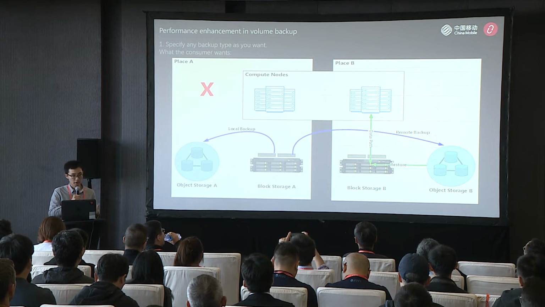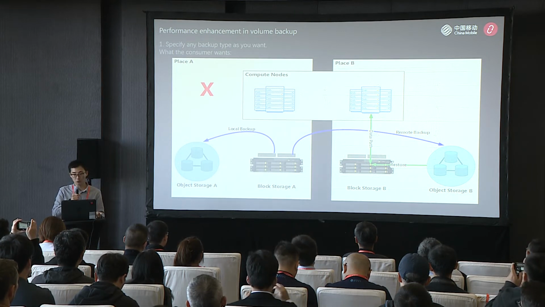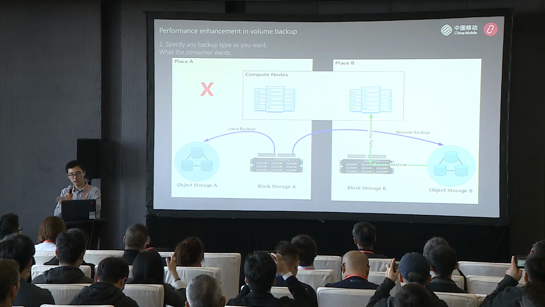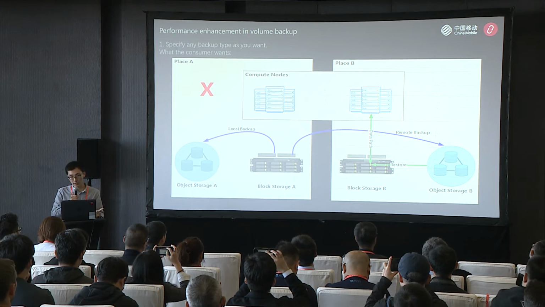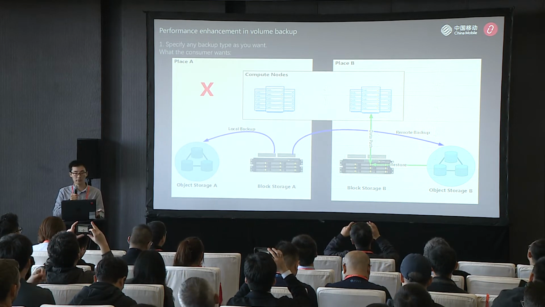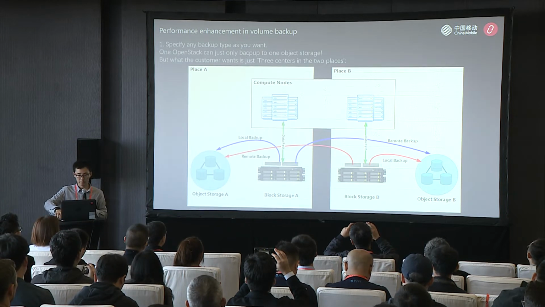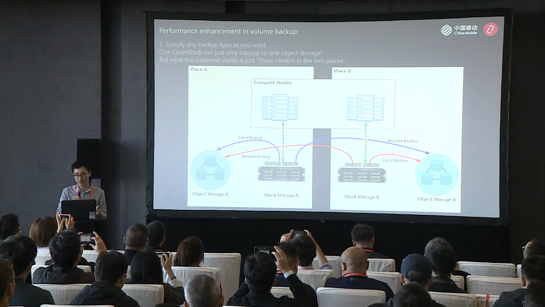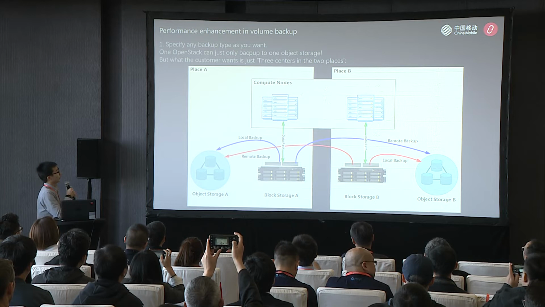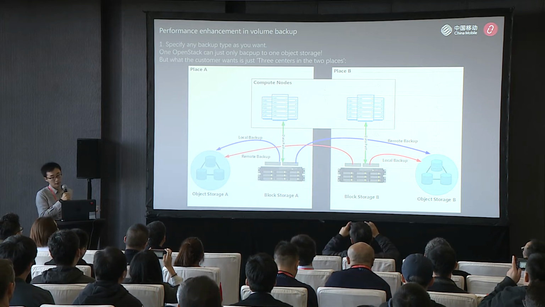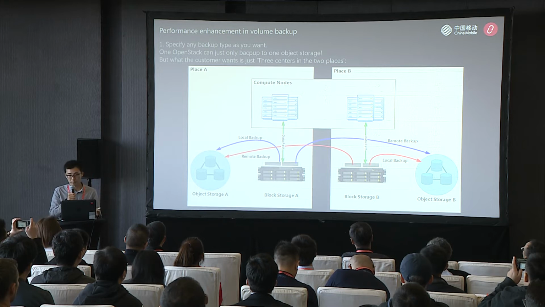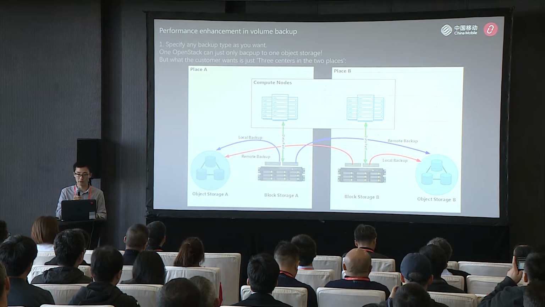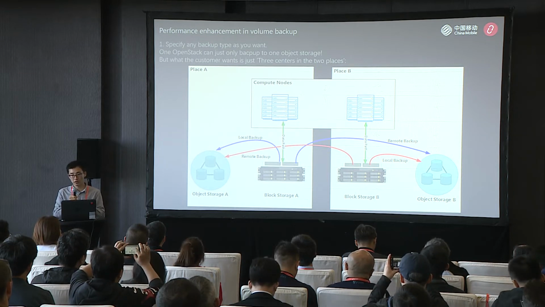Even worse, if place A is down, we want to recover the business as soon as possible. We want to rebuild it on place B. The existing architecture of Cinder backup does not work. In a word, what the customer wants is just 3 centers in 2 places. But the current backup service can only configure 1 special backup driver. You can get the detail from this picture.